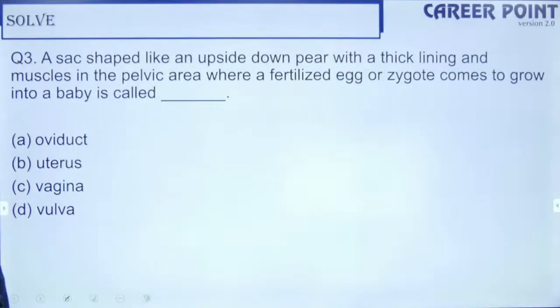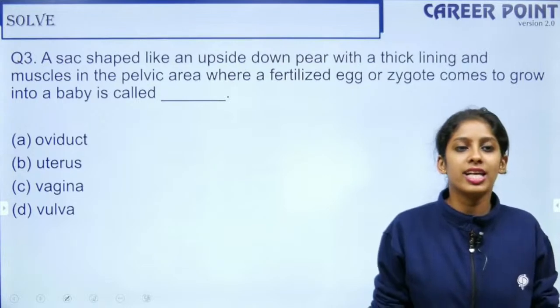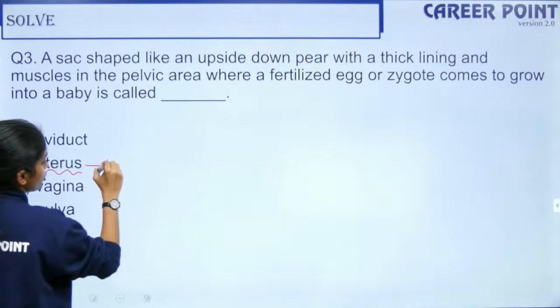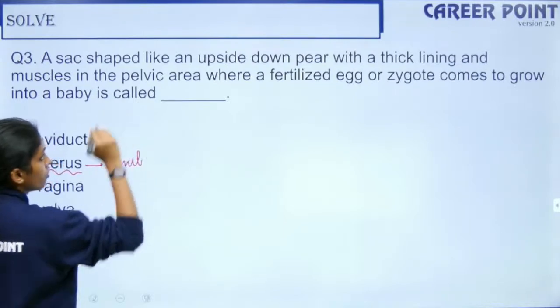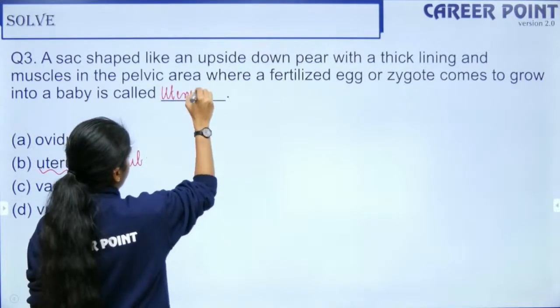Yes, question 3. A sac shaped like an upside down pear with a thick lining and muscles in the pelvic area where a fertilized egg or zygote comes to grow into a baby is known as oviduct, uterus, vagina, vulva. So what is that structure? So the place where the baby grows, the uterus, is also known as the womb. So the womb is an inverted pear shape. So here the right answer is uterus.